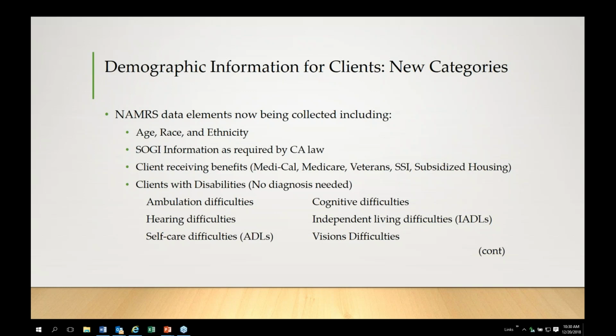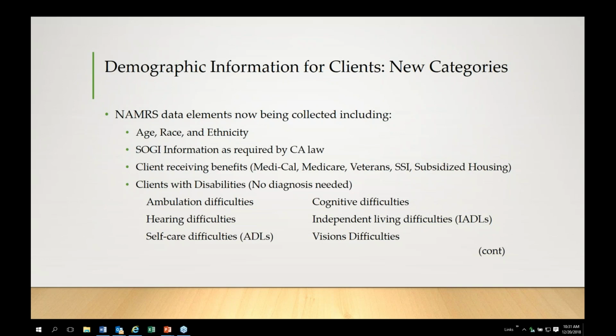The categories that you're going to see on your case management system are going to be in line with what you've already learned about. We're going to be collecting information on what clients are receiving these 5 benefits at case closure. Do they have Medi-Cal? Do they have Medicare, Veterans, SSI, or subsidized housing? We want to get an idea of what other benefits our clients are already getting connected with, so we know what's going on there.